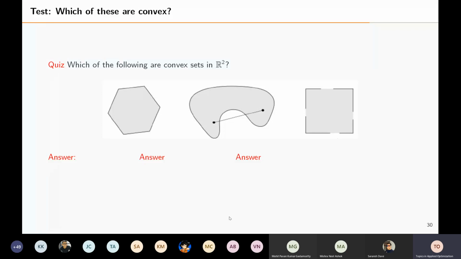There is an option to make a poll. It's called poll or something. I don't know, I will try to figure this out. There is a way to take an instant poll, but right now I don't know.